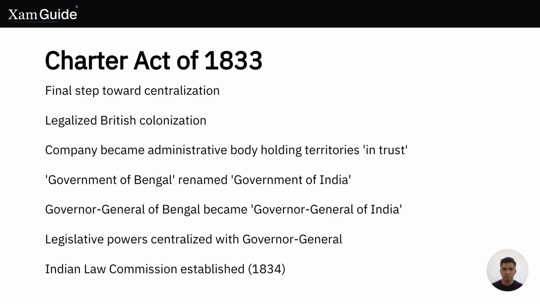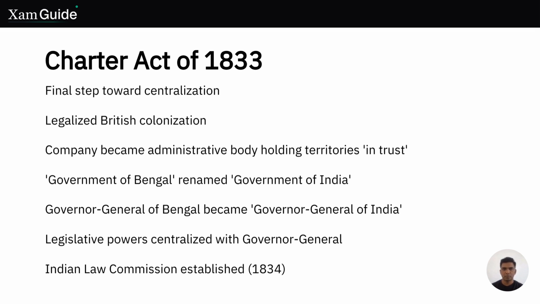William Bentinck was the Governor General of India when this act came into effect. This was kind of the final step towards centralization, giving British India an all-India character. It legalized British colonization, and the company became an administrative body holding territories in trust. The company's monopoly on China trade and tea ended as well.